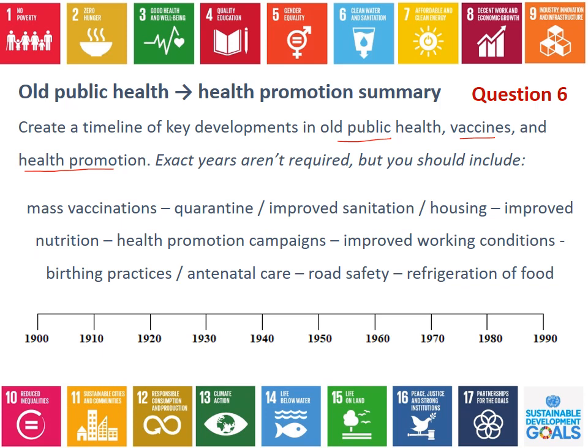Okay, so include things like the mass vaccinations. If you want to include specific years, we do have specific years for when certain diseases started being vaccinated for. Early on, you could group together things like the quarantine and improved sanitation and housing, nutrition. Then I want you to add in when the health promotion campaigns started coming in. When did working conditions improve? The birthing practices and antenatal care, road safety, and refrigeration of food. This is just to help you piece together the order that these things came in.